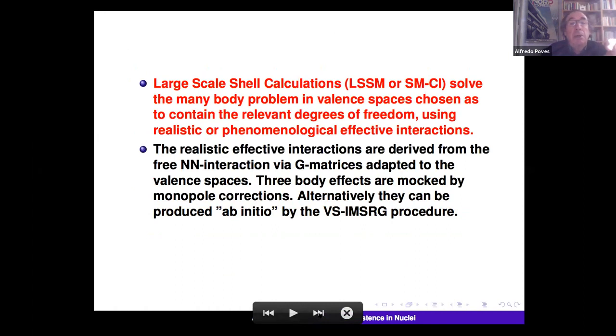Large-scale shell model calculations solve the many-body problem in a valence space chosen so as to contain the relevant degrees of freedom. And we use realistic or phenomenological effective interactions. Realistic interactions are derived from the free nucleon-nucleon and three-nucleon interaction in different ways. The ab initio way was described by Jason, and is the valence space in-medium similarity renormalization group. But at the end of the day, you have a two-body Hamiltonian in the model space.